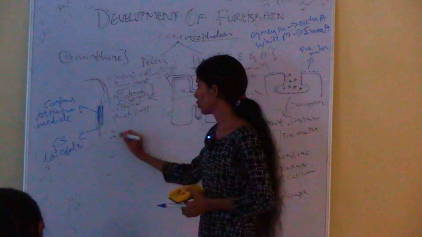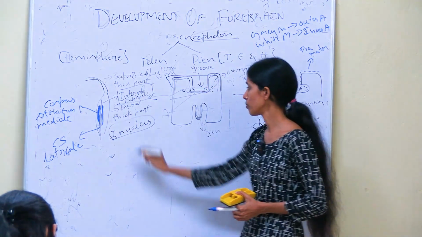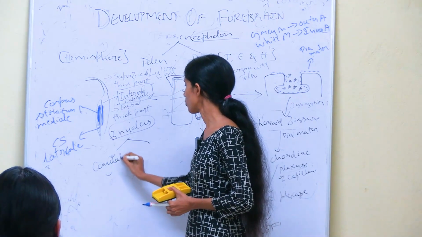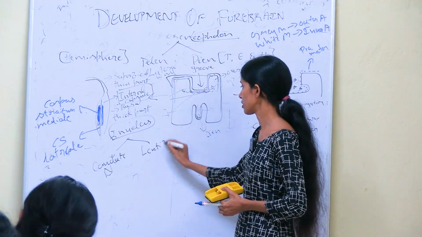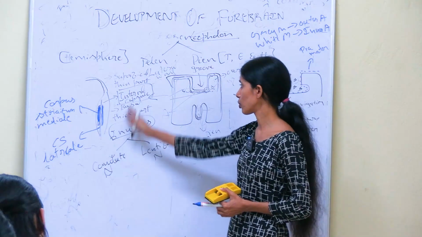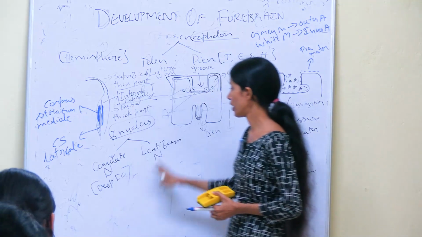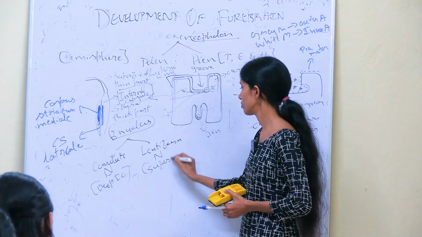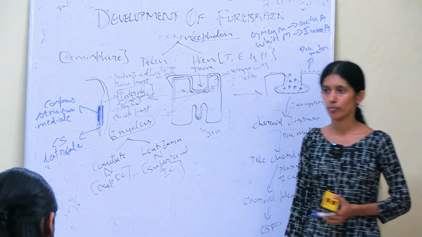We can see two nuclei in this region. Okay. The first one is caudate nucleus, and the second one is lentiform nucleus. Your caudate nucleus is present deeper to your internal capsule, whereas your lentiform nucleus is present superficial to the internal capsule. Okay.